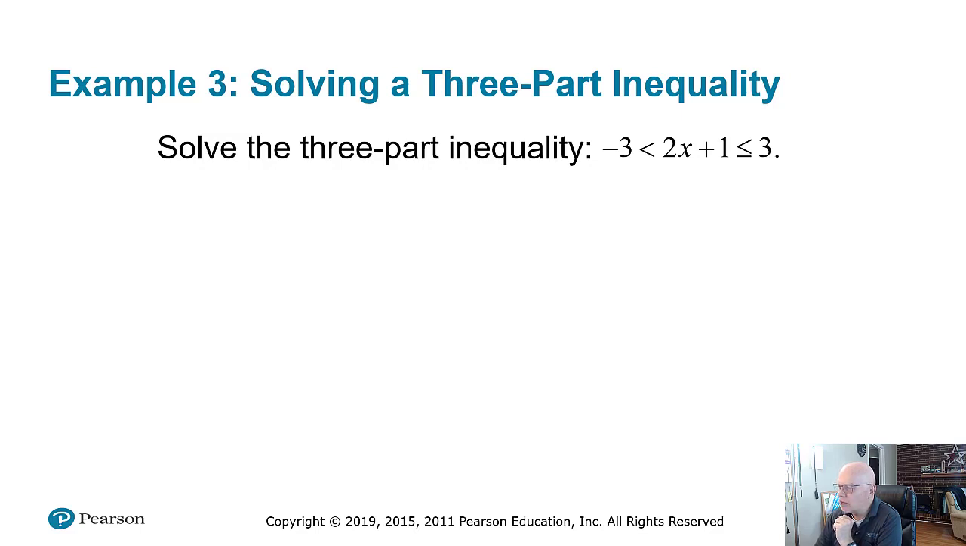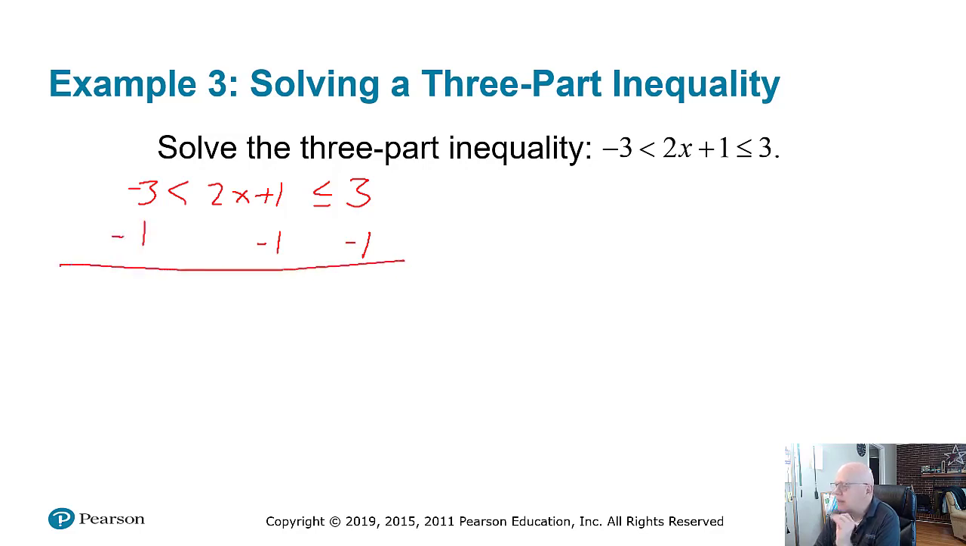So let's redraw this. -3 less than 2x plus 1 less than or equal to 3. Okay, now we'll go to work. Now focus on what's in the middle. We want the x's all to be in the middle. Well, so far so good, but we do have this plus 1. So I'm going to need to subtract 1, but with the inequalities having 3 parts, I have to subtract 1 here and subtract 1 there. Just remember, you've got 3 parts, so if you add or subtract, you have to do it in all 3 parts.